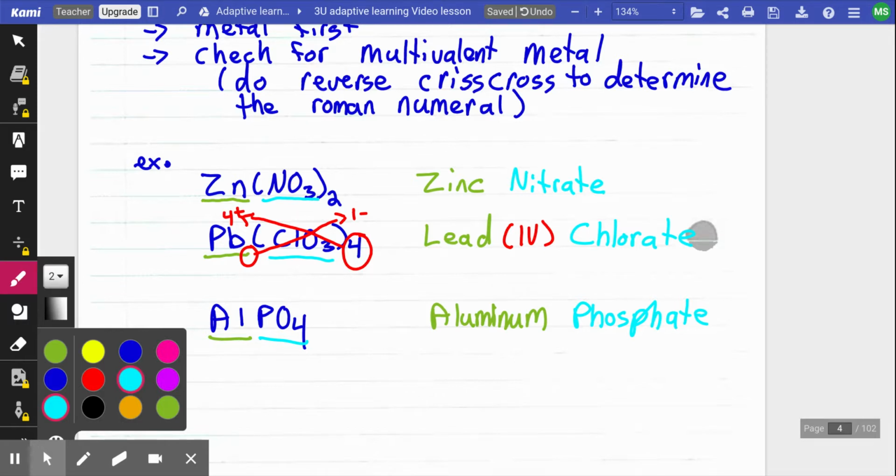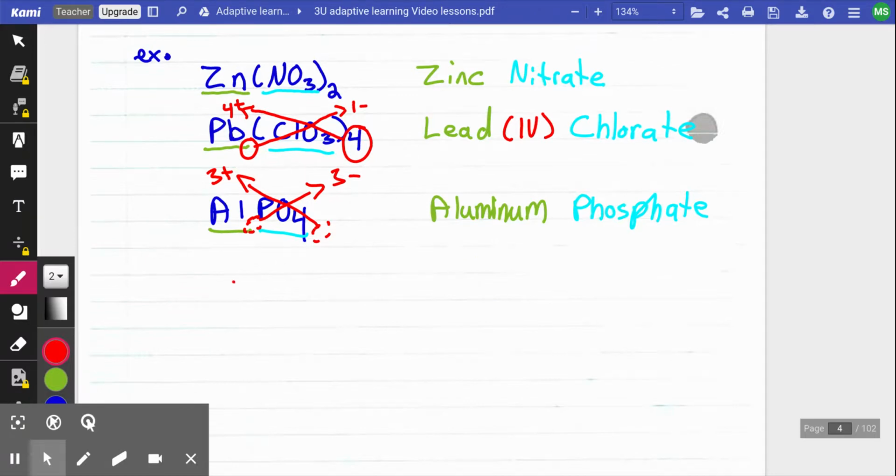And I will say, yes, it does. Because what has happened is this has been reduced. This was a 1. And this invisible 1 comes up here. But we know that aluminum has a 3 plus charge and the phosphate has a 3 minus charge. So this is an example of a formula that has been reduced. Thankfully, it's not a multivalent metal, so we do not have to figure this out for a Roman numeral. All right, one final example.